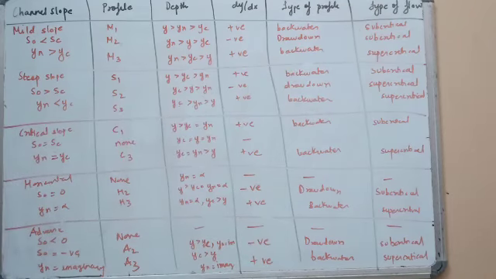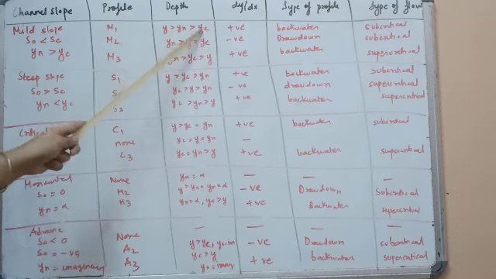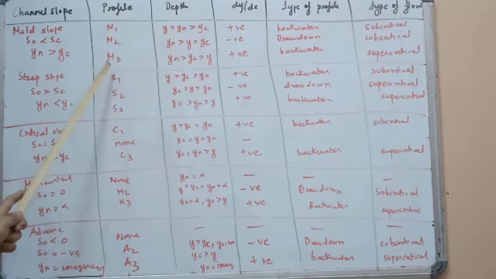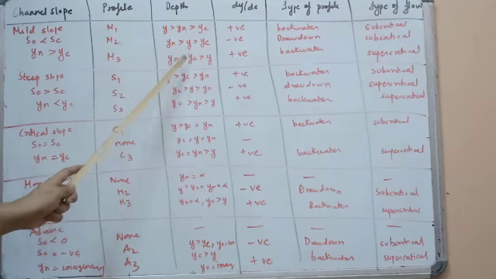So it is a revision of the previous topic, and in this table everything will be a revision for you. If a mild slope is there, the first condition is S0, the bed slope, is less than the critical slope, and yn is greater than yc. That is the condition of a mild slope. Three profiles are there: M1, M2 and M3. If it is M1, y will be greater than yn and yc. M2 means y will be between yn and yc, and M3 means y will be less than yn and yc. That I have explained in the curves neatly.